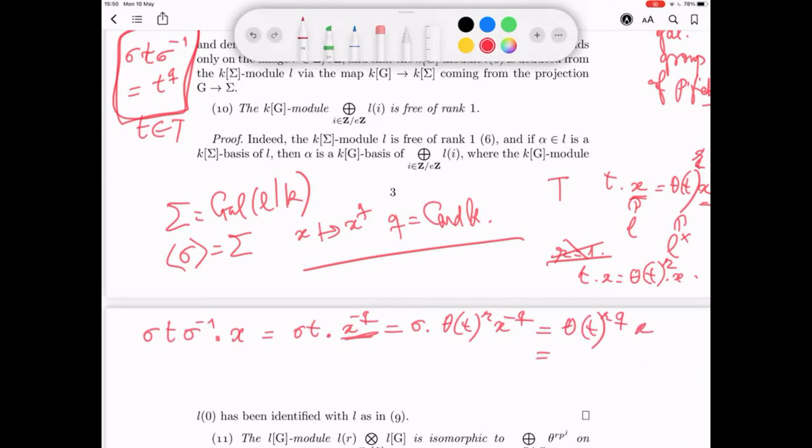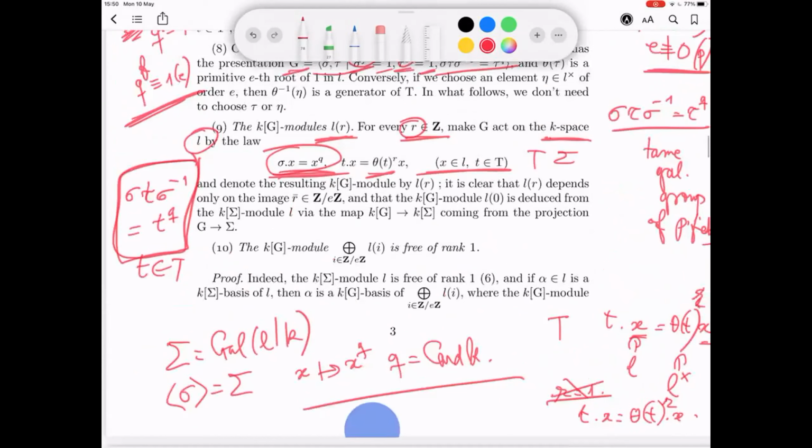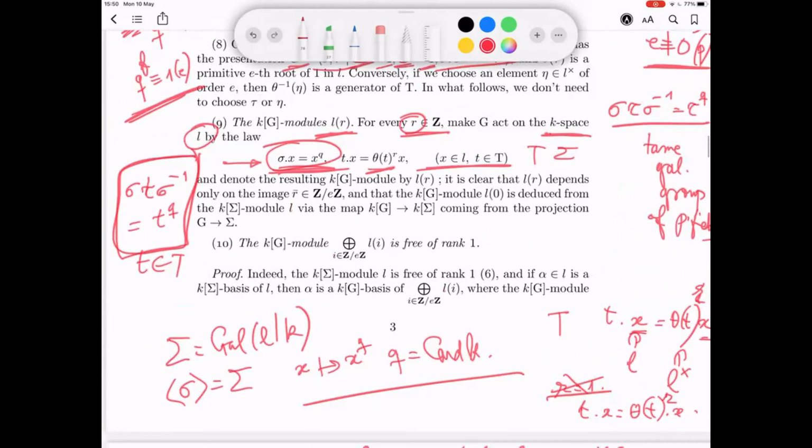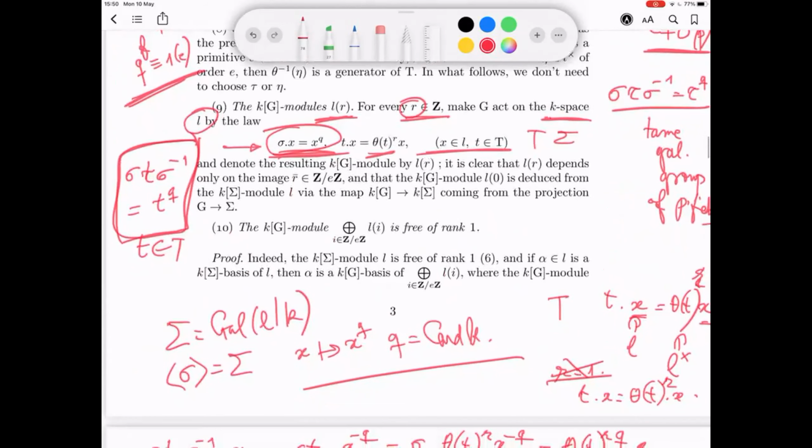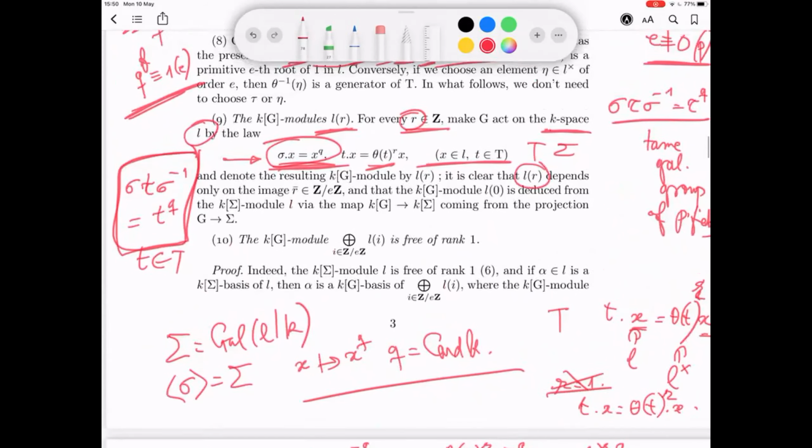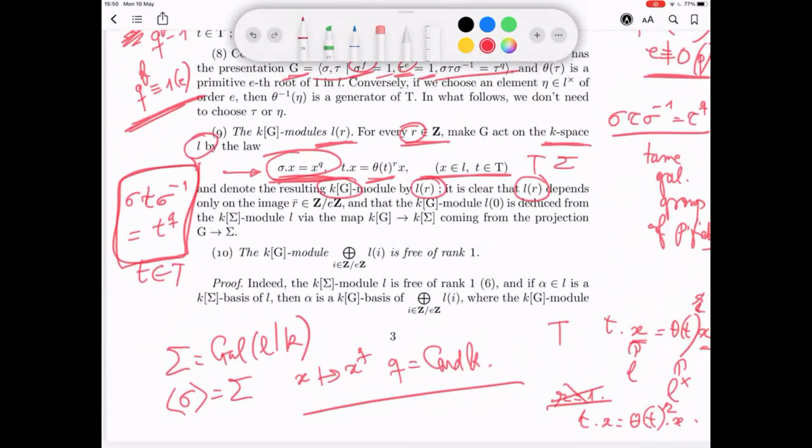So that's the same as theta of, what do I want to say? Okay, theta t to the cube, R times x. So that's t to the cube acting on x. So this is equal to this. In other words, the relation between sigma and t is satisfied. So that is what you need to check in order to say that this is actually an action of G on L. Okay, so I get this G module, or KG module rather. I get a KG module LR.